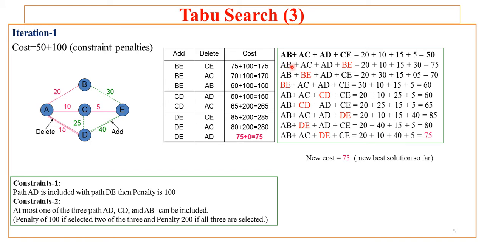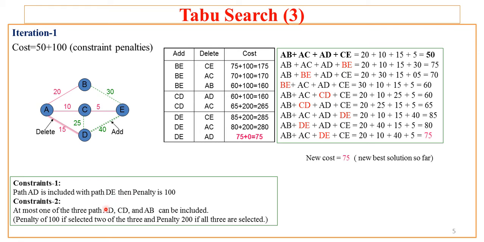So for this, in CE is replaced with BE. Now cost of BE is 30, but you know well that the constraints are applied now with this new inclusion of BE. Now if AD is used with DE, that is constraint 1, then penalty is 100. So there is AD but no DE.